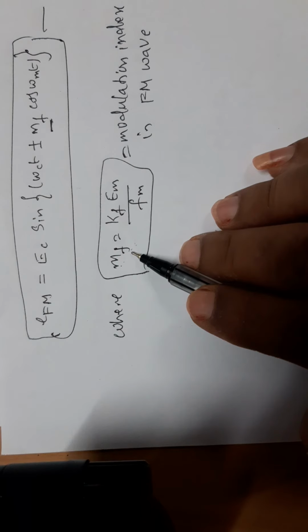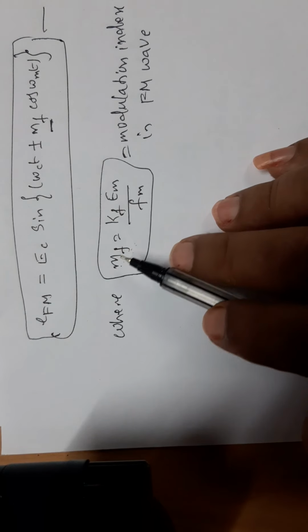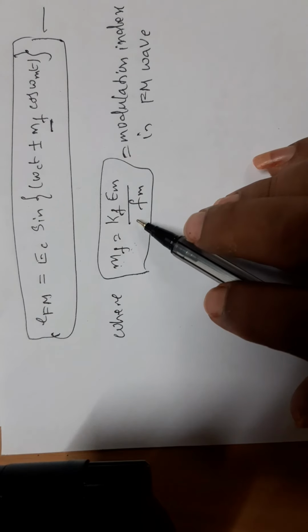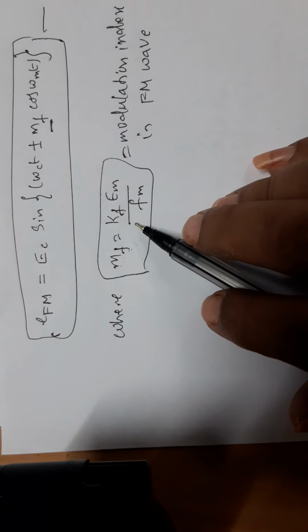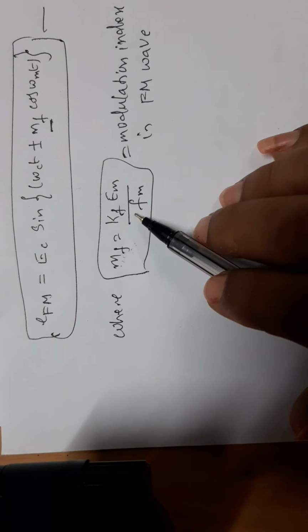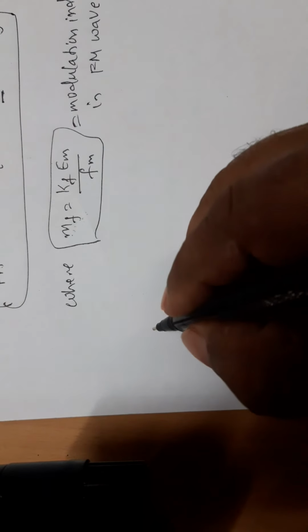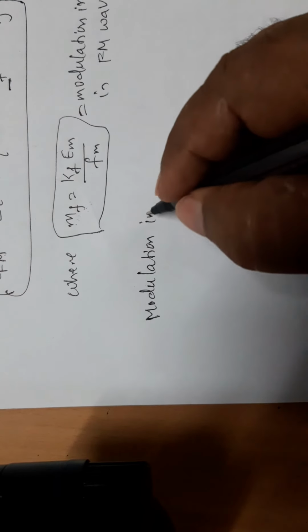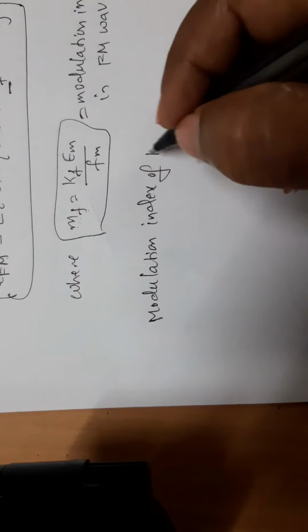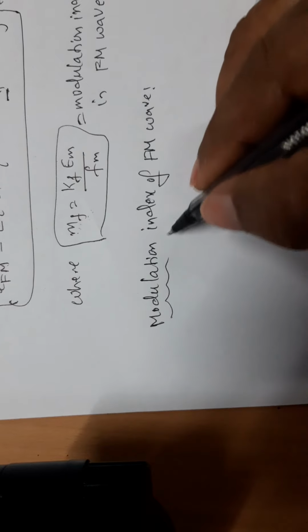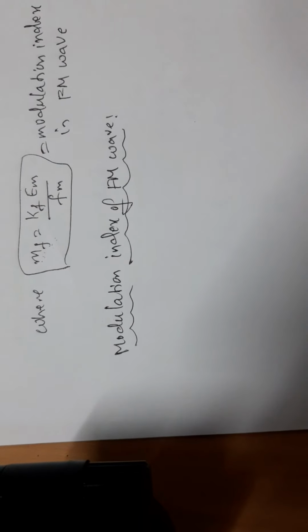In phase modulation, while discussing that, we will write MP, the modulation index in phase modulation. Since this is angle modulation and phase modulation is also angle modulation, the expression for modulation index MF and MP are both the same. Now let us define what the modulation index is. By definition, the modulation index of the frequency modulated wave.